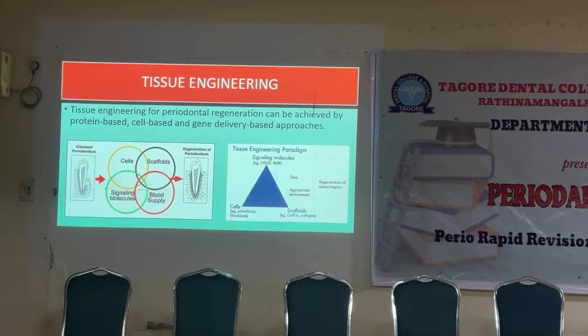Scaffolds you know, right? There are two types of scaffolds. One is graft material, another one is membrane material. How will you classify membranes? Non-resorbable, resorbable. Then the growth factors, the signaling molecules, okay? Signaling molecules are the growth factors, right? Chemical mediators. And then blood supply should be ideal. Blood should be present for healing. If there is no blood, no healing.